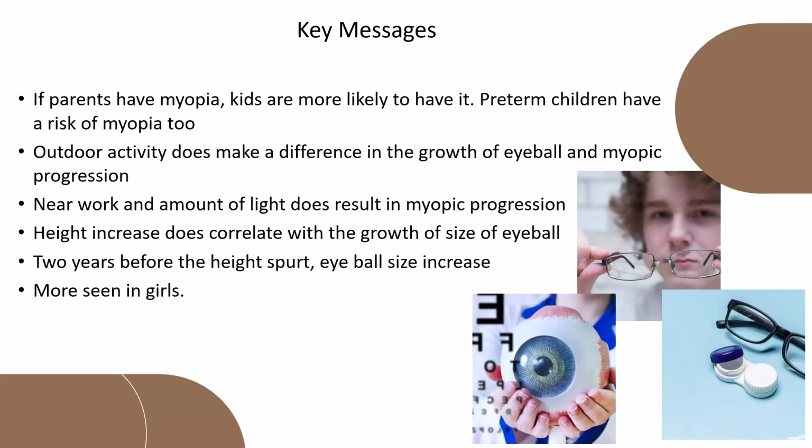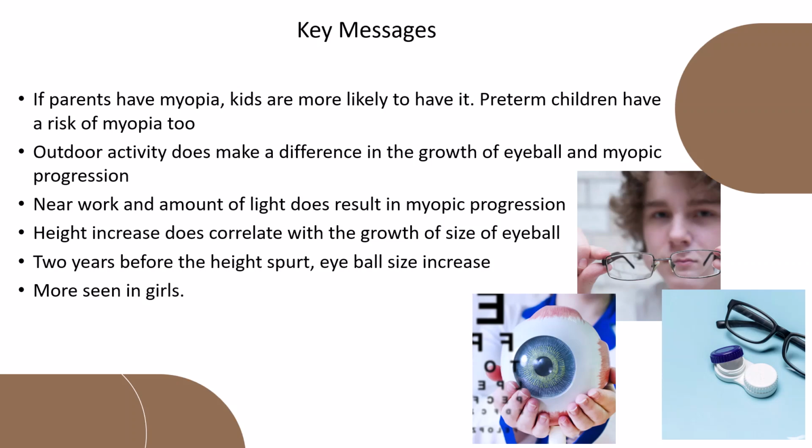So the key messages from all these articles is that if parents have myopia, kids are more likely to have it. Preterm children have a risk of myopia too, but that is because of the crowded anterior segment and not truly axial myopia. Outdoor activities do make a difference in the growth of the eyeball and myopic progression. So outdoor activity really holds importance. Near work and amount of light does result in myopic progression. Height increase directly correlates with the growth of the size of the eyeball.